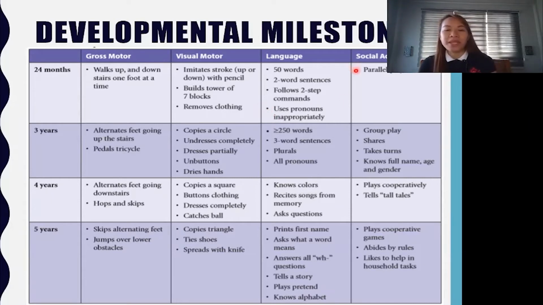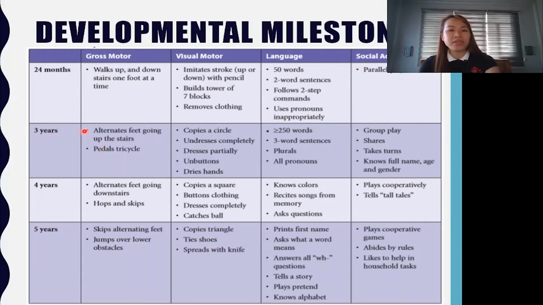Okay, what type of play? We call this parallel play. When you say parallel play, they are seated together. For example, dalawang toddler, they are seated together. They each have their own toys, but they don't interact. That's called parallel play. Parallel because they just sit parallel to each other, but they don't exchange toys or do not play together. So we call that parallel play. Is that normal? Yes.